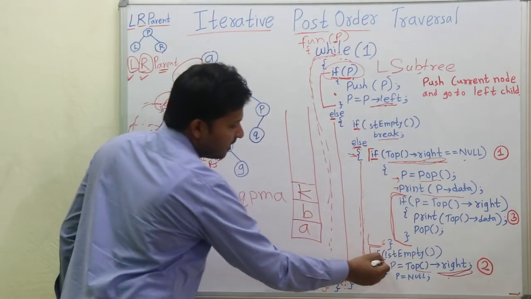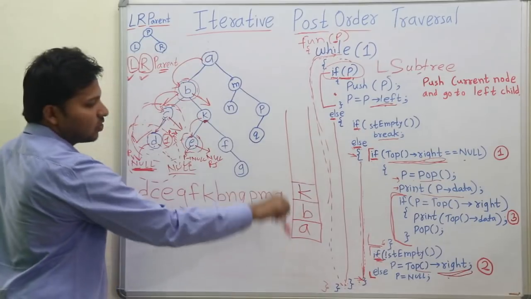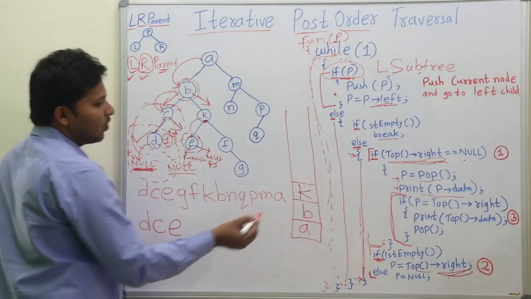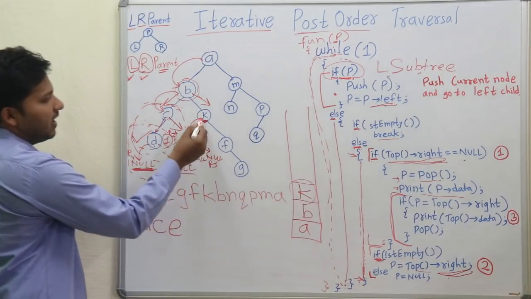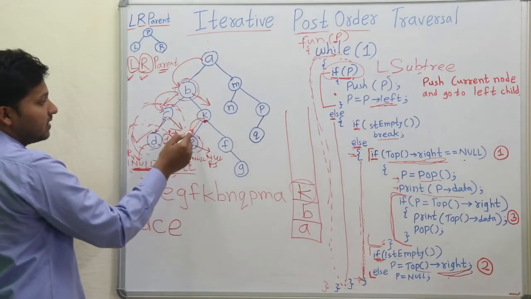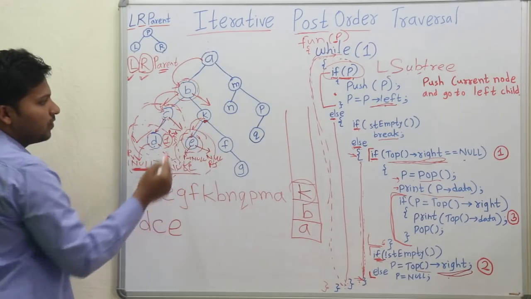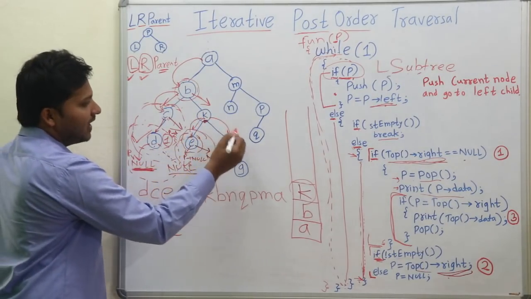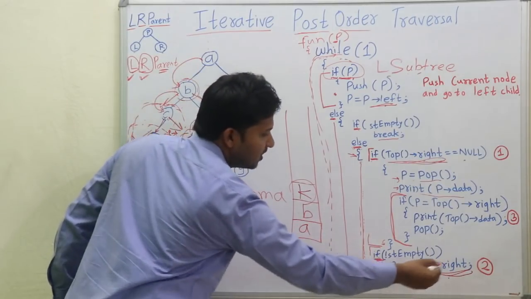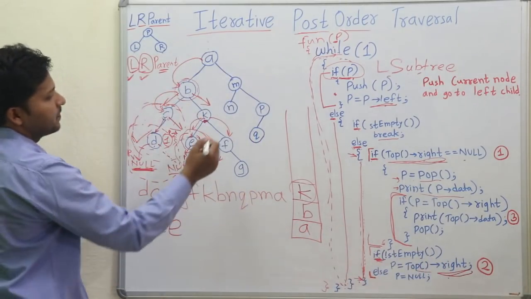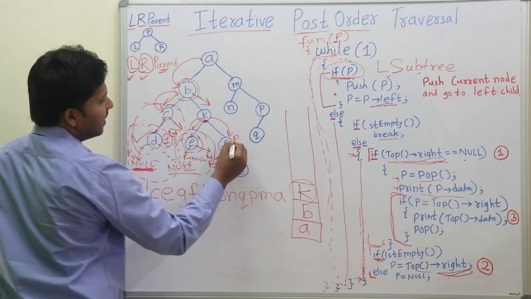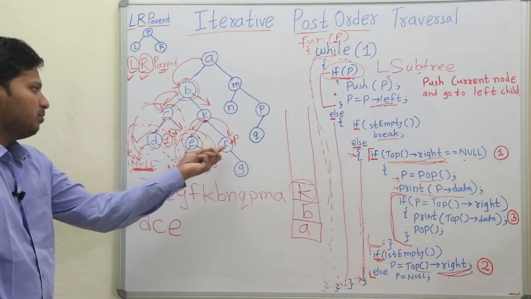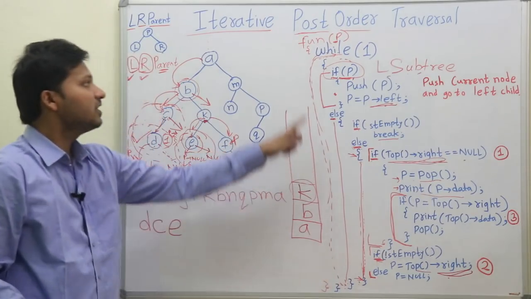Now go to the next if block. So stack is not empty, so go to the top points right. Okay, so what is the top element now? That is K. So for node K, the left subtree is over, so go to the right subtree of K. So for that, P will now point to the right subtree of K. So right subtree of K is F, means the right child is F. So P points to F now. So let's go to the next iteration.